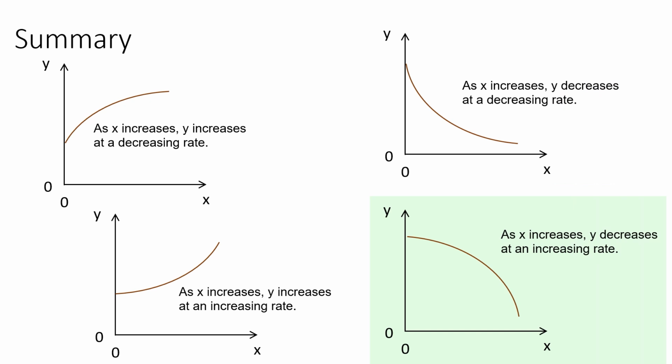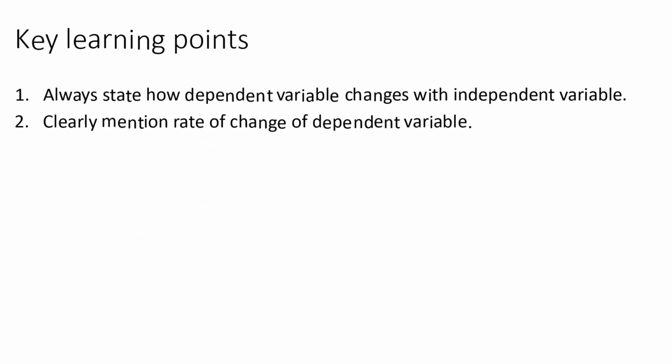To describe a nonlinear relationship correctly, 1. Always state how the dependent variable changes with the independent variable. 2. Always state the rate of change of the dependent variable. Remember, clear descriptions lead to accurate understanding in physics.